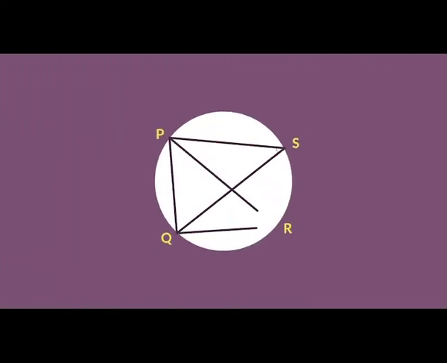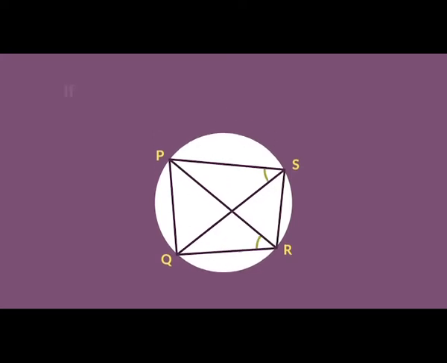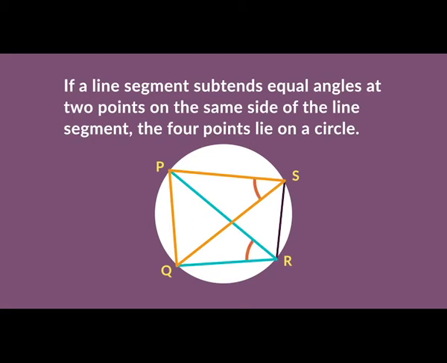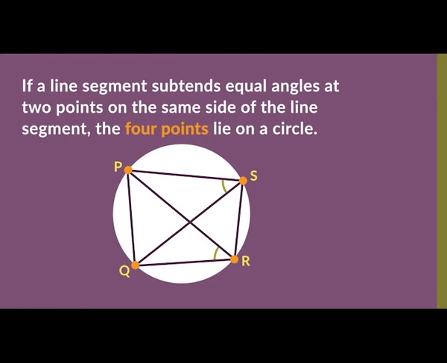Do you remember learning the theorem about angles in the same segment of a circle? If a line segment subtends equal angles at 2 points on the same side of the line segment, the 4 points are concyclic. This is another way to decide whether 4 points form a cyclic quadrilateral. Theorems about cyclic quadrilaterals are useful at helping us to solve many different problems in circle geometry.